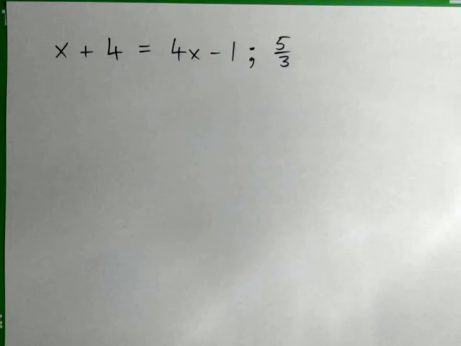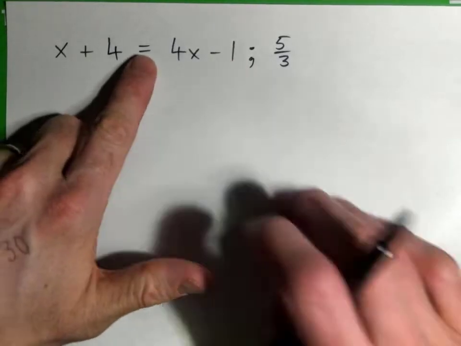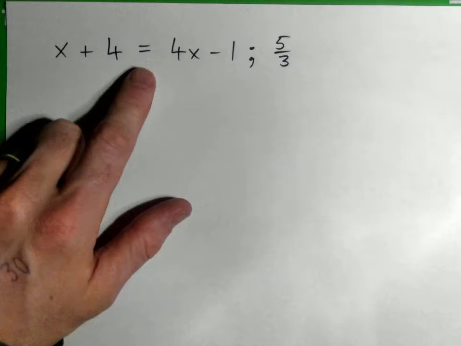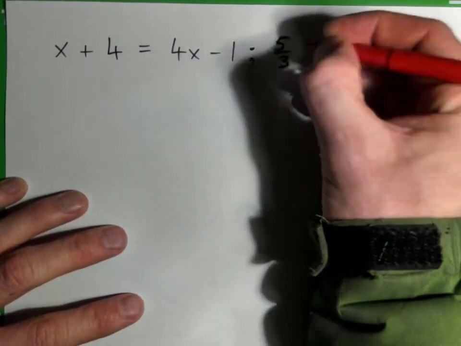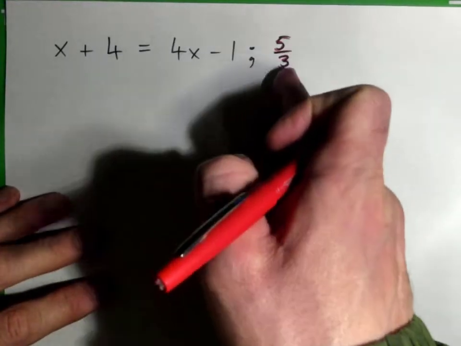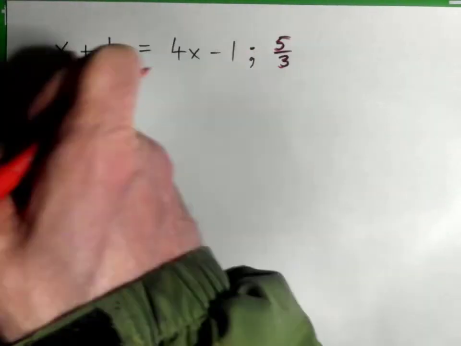So this one, we've got an equation. Anything with an equal sign is called an equation in math. We've got a number to the right. It's 5/3. It's a fraction. We want to check to see if that satisfies this equation.